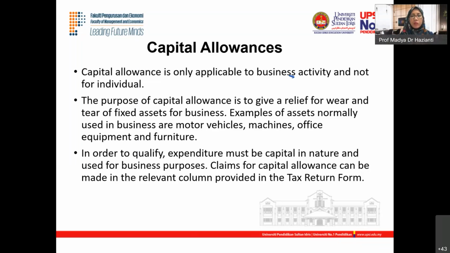Right, so for example here, motor vehicle, machine, office equipment, furniture. In order to qualify, expenditure must be capital in nature and used for business purposes. Claims for capital allowance can be made in the relevant column provided in the tax return form. Okay.